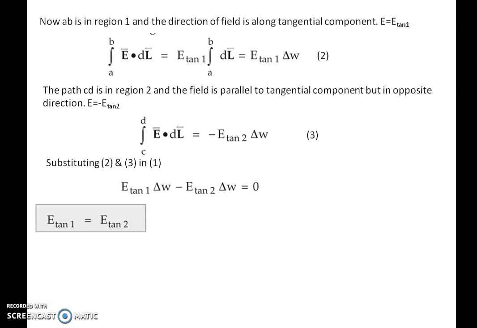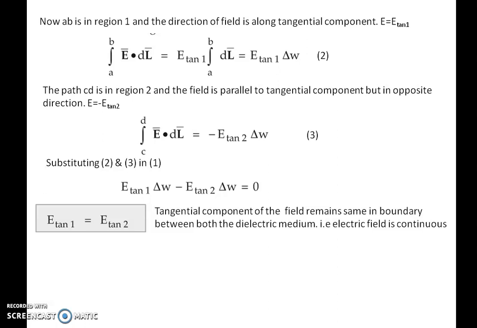So we can say that in a boundary of two dielectric media, the tangential component of the field does not change, so it remains the same. So we can say the tangential component is continuous at a boundary of two dielectric media.